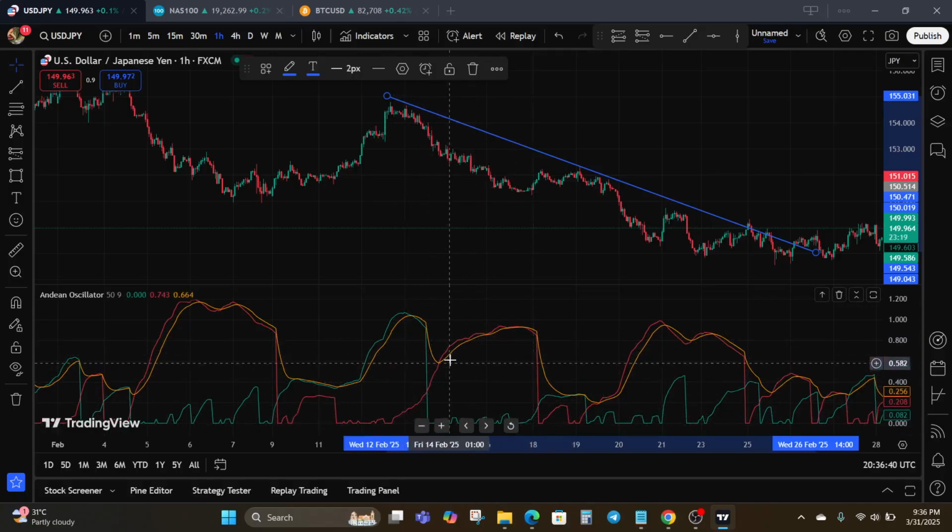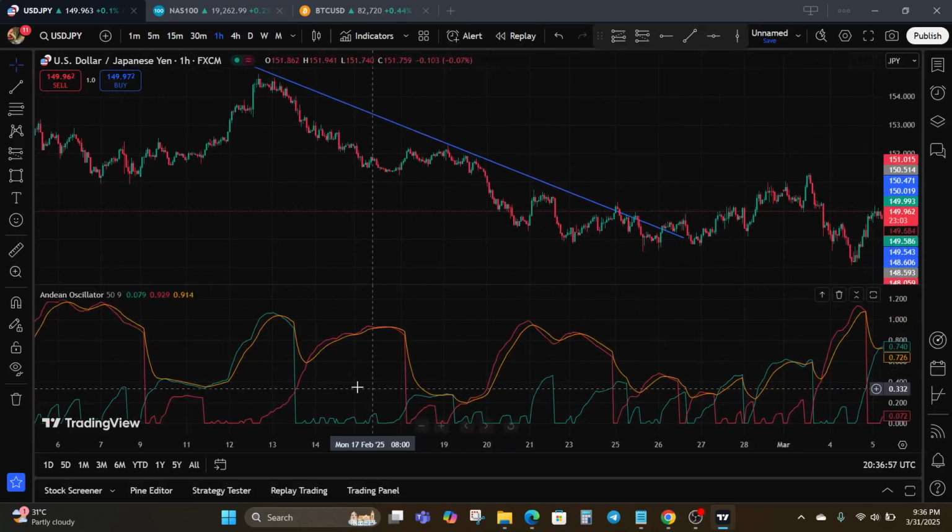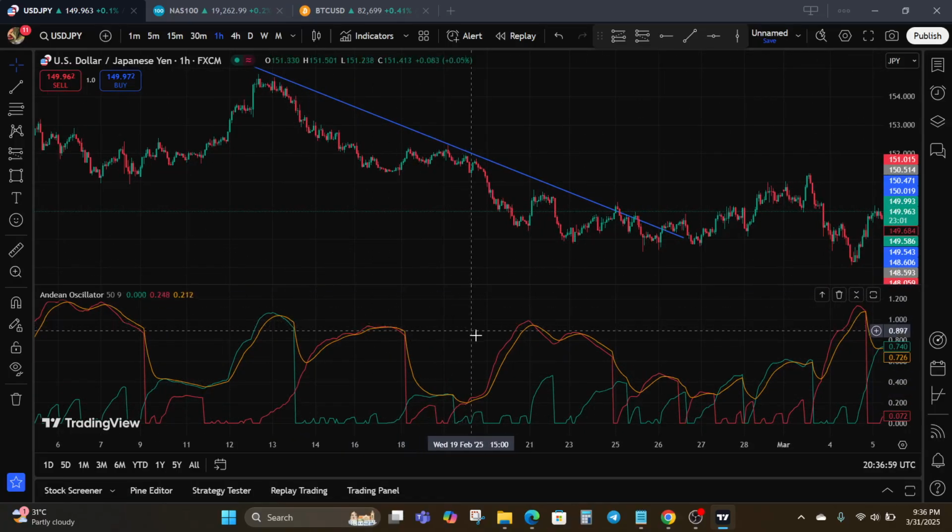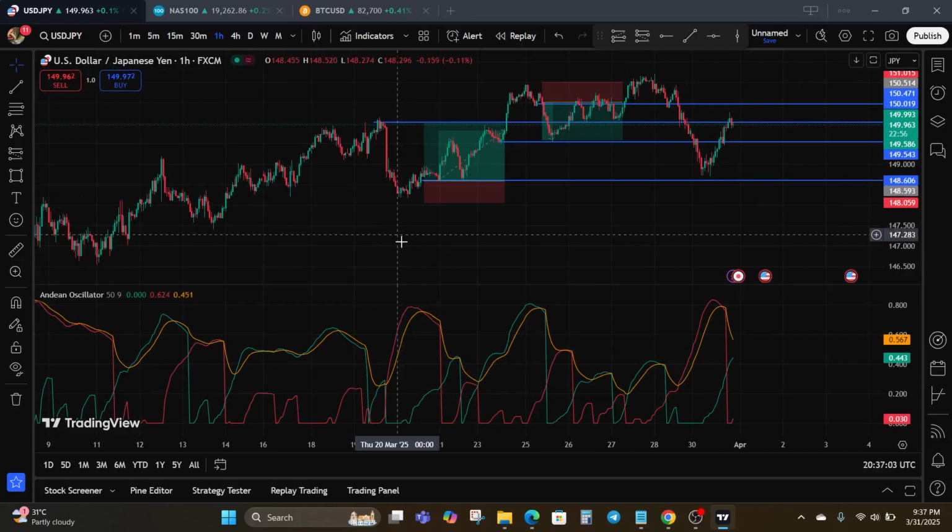Remember that the red represents the sell signals, while the green represents the buy signals. So the red overshadowed the green, went all the way up, came down, and went up again, whereas the green was just limited to this zone. So you get the point. When the red is dominating, the bearish momentum is strong. If the green is dominating, the bullish momentum is strong.